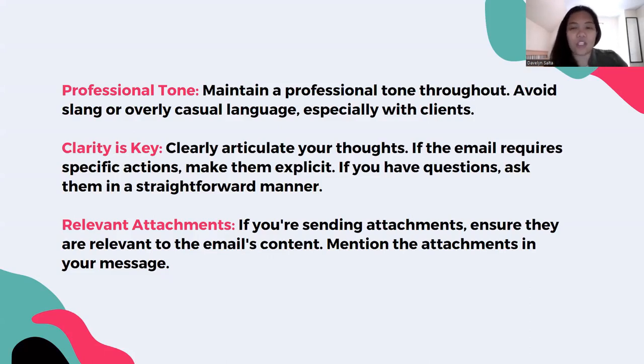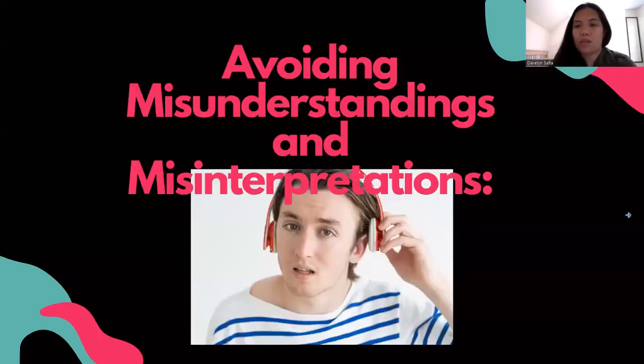And of course, relevant attachments. I'm very guilty of this one. Sometimes I say in my email, please see attached, but I forgot to attach something. Now, good thing that most email platforms have this feature. When you mention the word attachment, they will remind you, hey, you might have forgotten to attach something. So that's cool. If you're sending attachments, ensure that they are relevant to the email's contents, and then mention the attachments in your message.